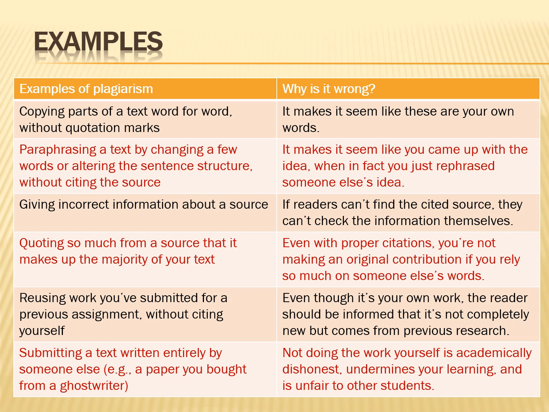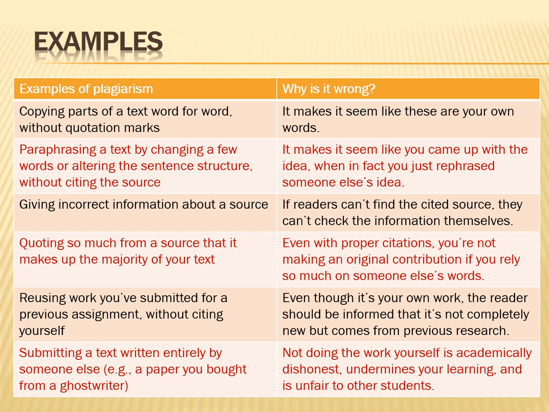Giving incorrect information about a source. You have given us information, but you have not cited the source properly. If someone else checks the source, they won't find the information by themselves. Quoting so much from a source that it makes up a majority of your text. You have taken an article, and for the majority of your review or discussion you have quoted that article. This is also not allowed.